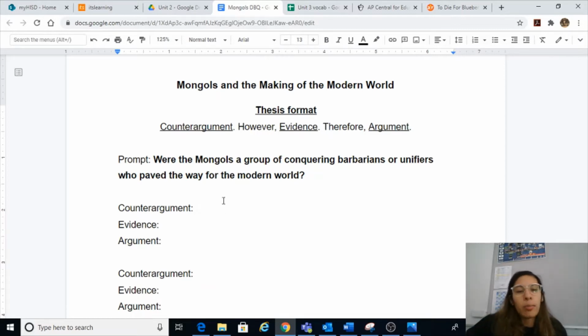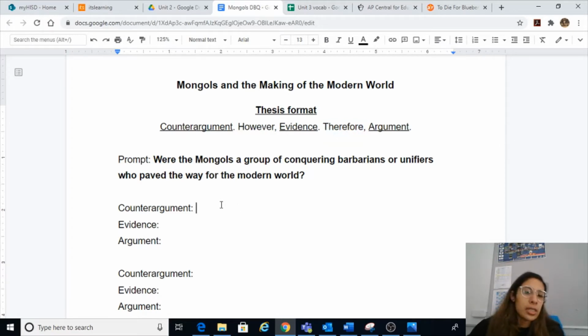As a reminder, our prompt was, were the Mongols a group of conquering barbarians or unifiers who paved the way for the modern world? Our thesis format is always counter-argument, however, evidence, therefore, your argument. So the things that are underlined are the stuff that you fill in. You fill in the counter-argument, the evidence, and the argument, and the however and the therefore usually stay the same.